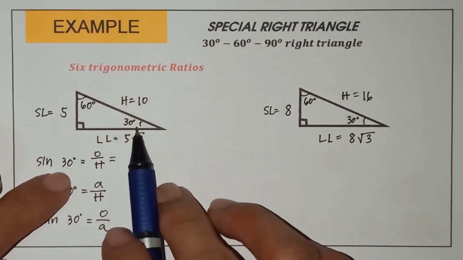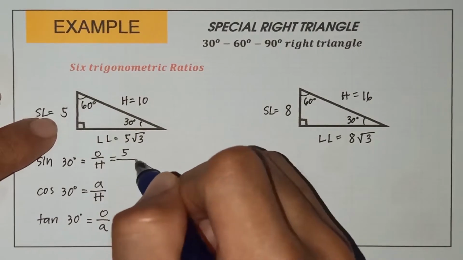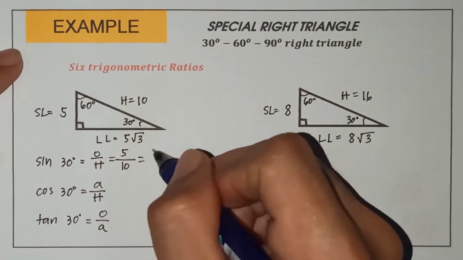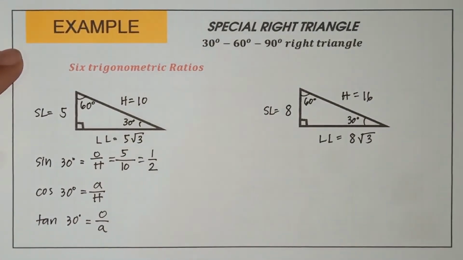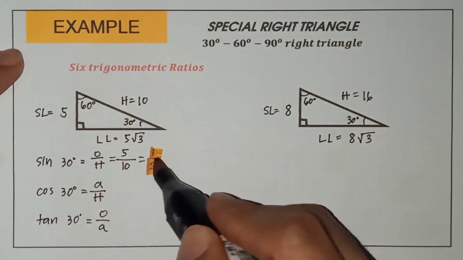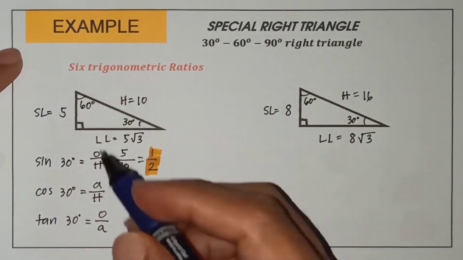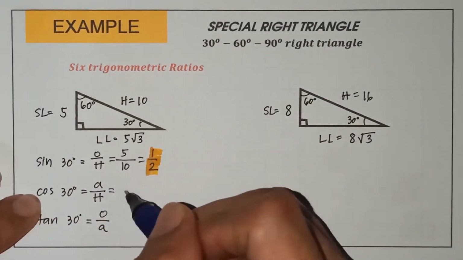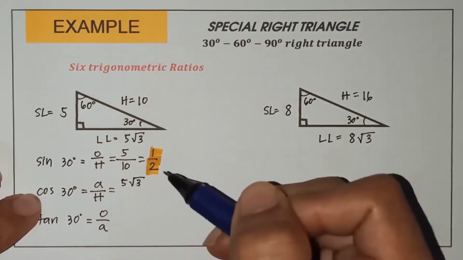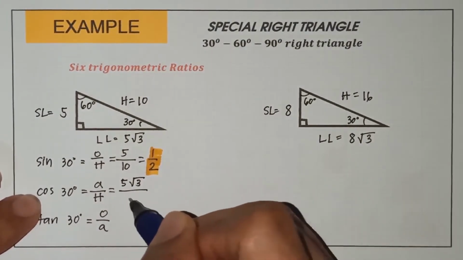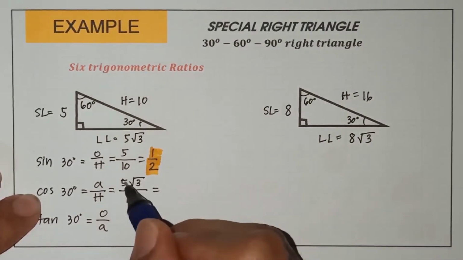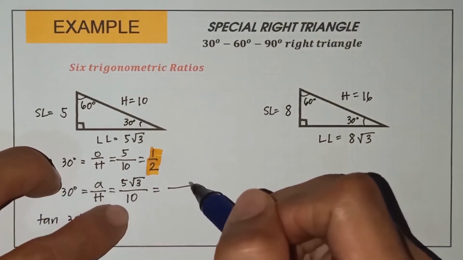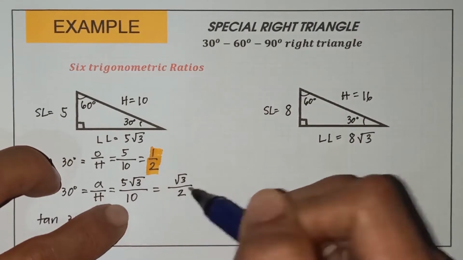In sine 30, what is the opposite? That is 5 over the hypotenuse, which is 10. And the result here, as we divide 5 and 10, is 1/2. And the adjacent here is for cos 30. Cos 30: the adjacent is 5 square root of 3 over the hypotenuse, which is 10. And the result is 5 divided by 10, which is 1 over 2, so that is square root of 3 over 2.